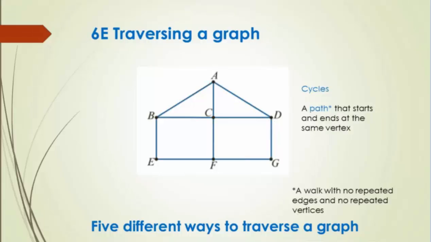And cycle finally. A path that starts and ends at the same vertex. So you've got to finish up where you start, with no repeated edges and no repeated vertices. So there is a cycle. No repeated edges. Okay. I'll put the definition of a path in case you've forgotten. No repeated edges, no repeated vertices. So they're basically getting more and more restrictive.